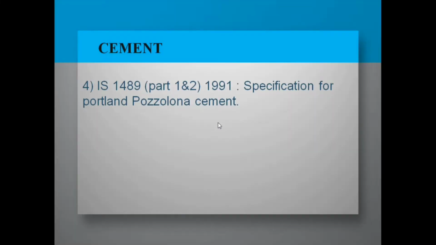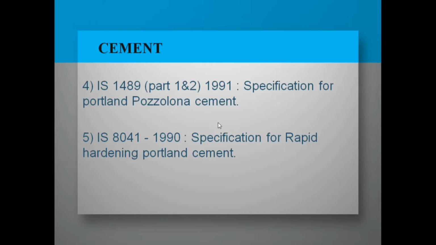IS 1489 Part 1 and 2 1991 is the specification for Portland Pozzolana Cement, PPC. IS 1489 Part 1 covers manufacture, physical and chemical requirements of PPC, and Part 2 is for manufacture of PPC using calcined clay-based cement.